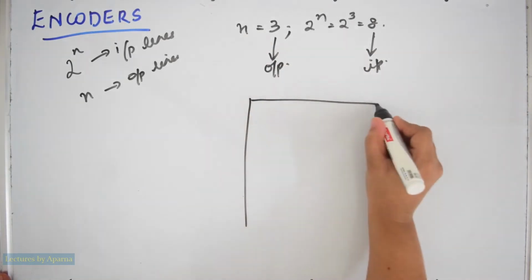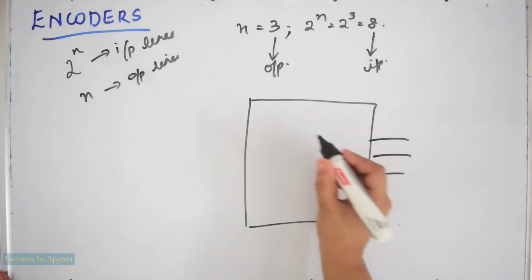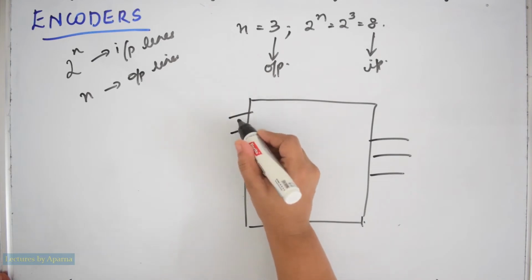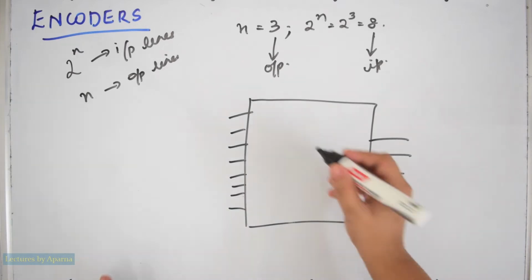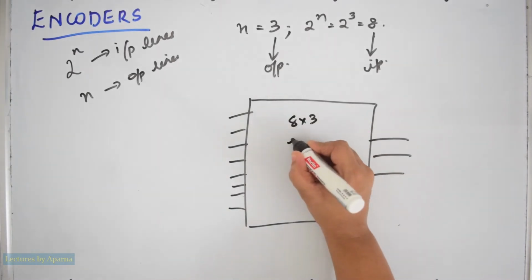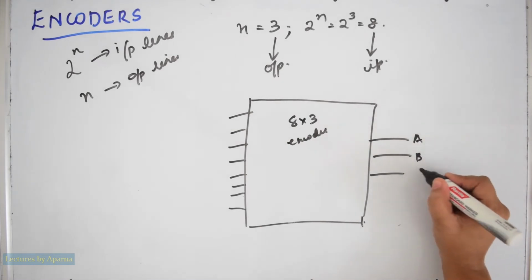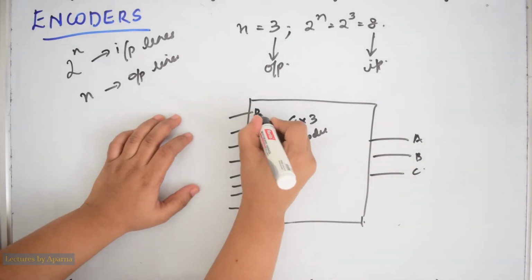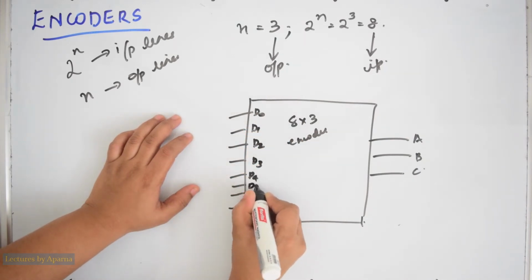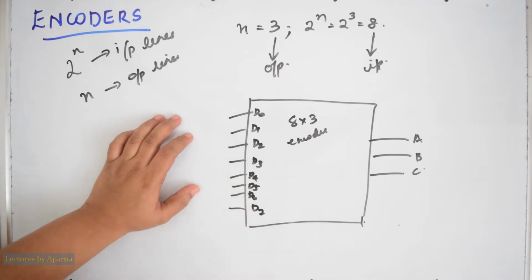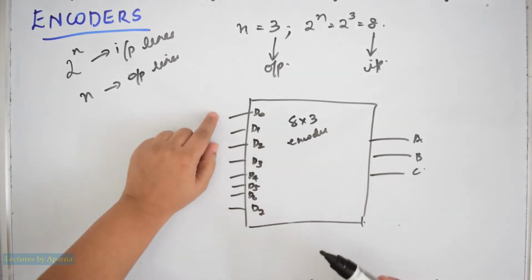If this is a decoder, then at the output there are 3 lines. At the input there will be 8: 1, 2, 3, 4, 5, 6, 7, 8. 8 lines at the input. This is an 8 by 3 encoder. Let these outputs be A, B and C, and let these inputs be D0, D1, D2, D3, D4, D5, D6 and D7. At a time, only one of these inputs becomes high.